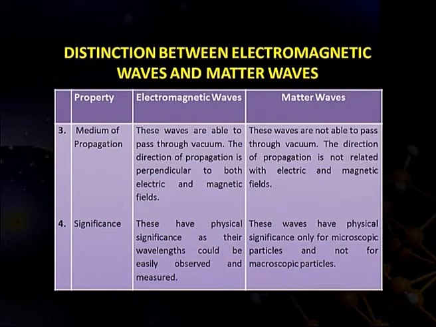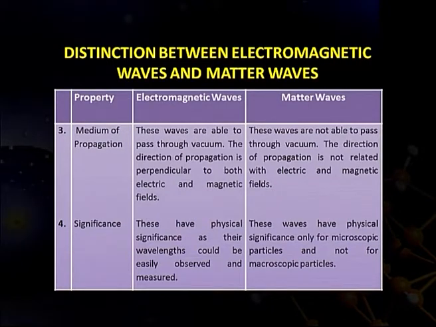Medium of the propagation: electromagnetic waves are able to pass through vacuum. The direction of propagation is perpendicular to both electric and magnetic field. Matter waves, these waves are not able to pass through vacuum. The direction of propagation is not related with electric and magnetic field.